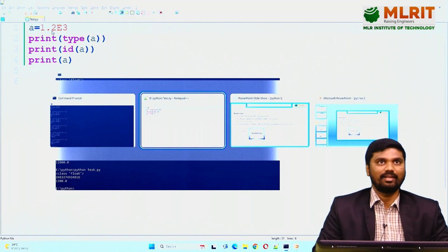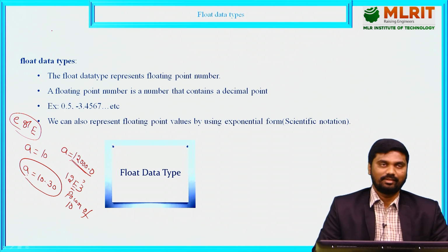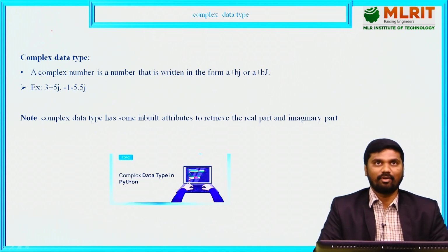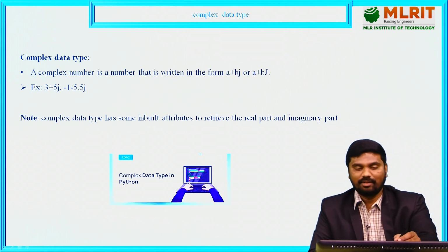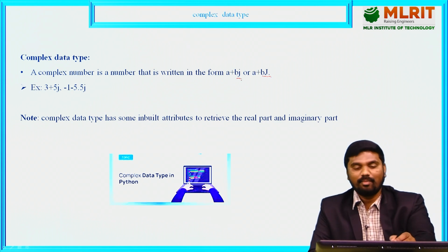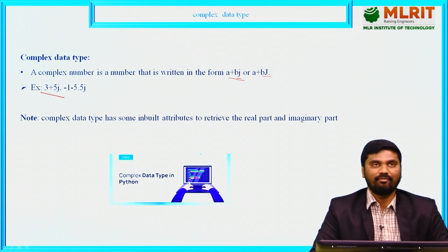Next we have another data type, that is complex data type. After the float data type we have what? That is complex data type. What is this complex number? A complex number is a number that is written in the form of a plus bj or a plus b capital J. We can represent small j or capital J. So if you are going to represent numbers in the form of a plus bj, then that is what? Complex type values. Example here is 3 plus 5j.